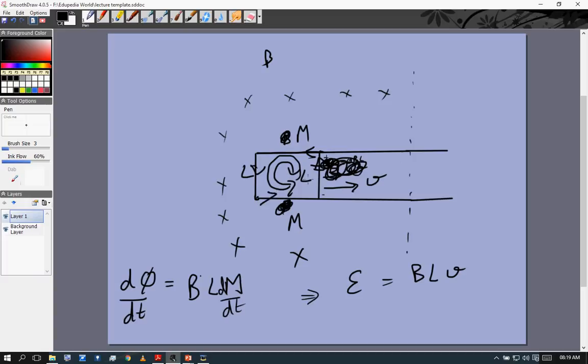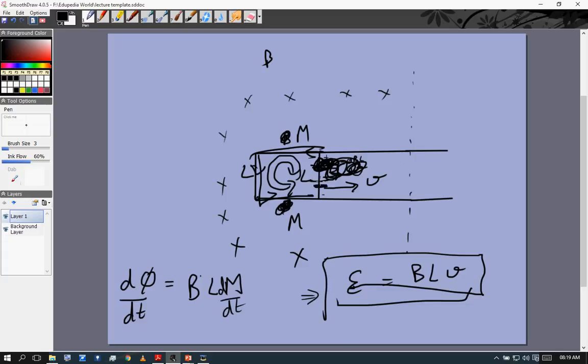Now actually the EMF is not spread throughout the whole loop. We got the same answer here, but from the previous case we saw that these three rods actually have no EMF developed in them, and the only EMF developed is in this rod because it's the one moving. So we could again replace this rod by a simple battery, and the battery would have an EMF E equal to BLV. If you wanted to calculate the current, that's easy enough, the total EMF divided by the resistance.